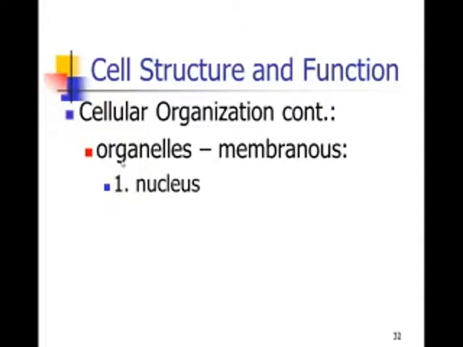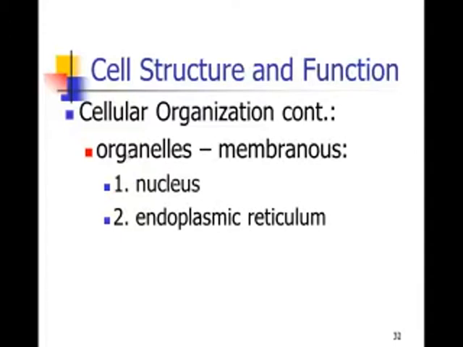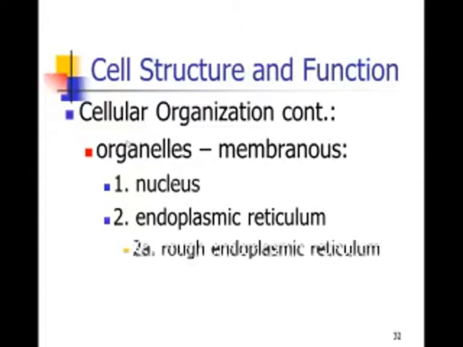We have the nucleus. We already talked about the nucleus a little bit, and in that supplemental lecture, there's more discussion about it. Endoplasmic reticulum. Remember, the nucleus is the control center for the cell activity and reproduction. Endoplasmic reticulum is sort of like a manufacturing plant where proteins and lipids are produced. There are two kinds of endoplasmic reticulum.